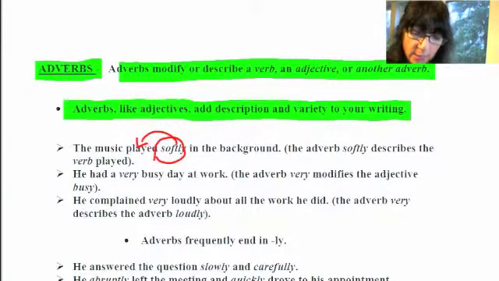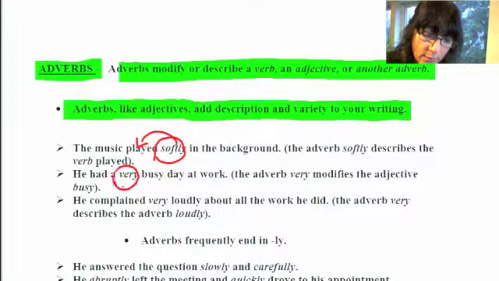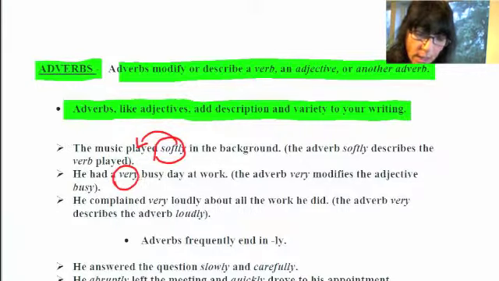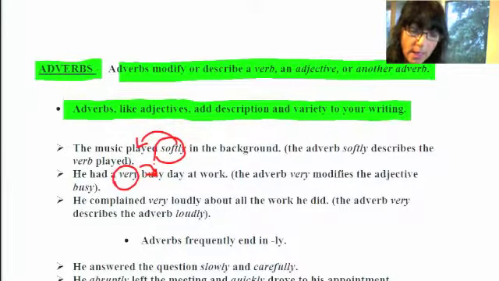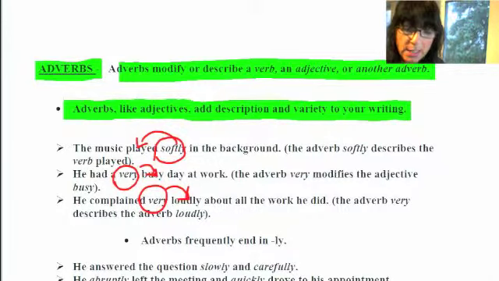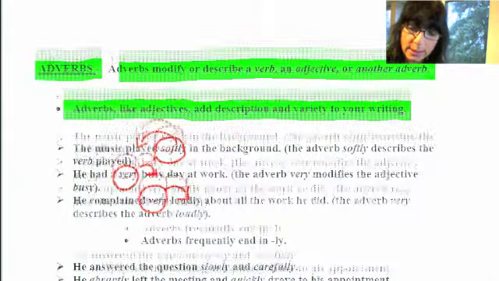In the second example, he had a very busy day at work. Very is an adverb, and it modifies or describes the word busy, which is an adjective. And in the third example, he complained very loudly about all the work he did. The adverb is very, and it describes the adverb loudly, because adverbs can actually describe other adverbs.